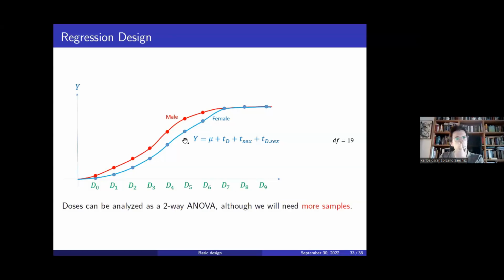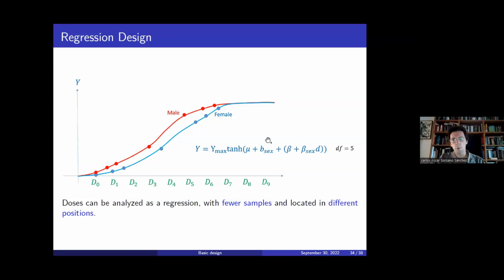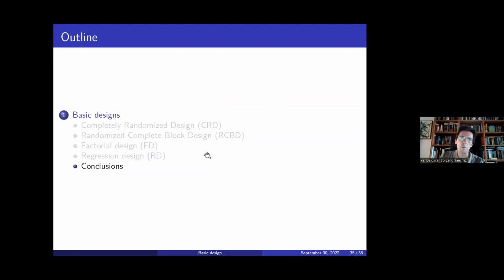And this is called a regression design. So you know what kind of functions you are trying to fit, and then you design your points accordingly to those kind of functions.